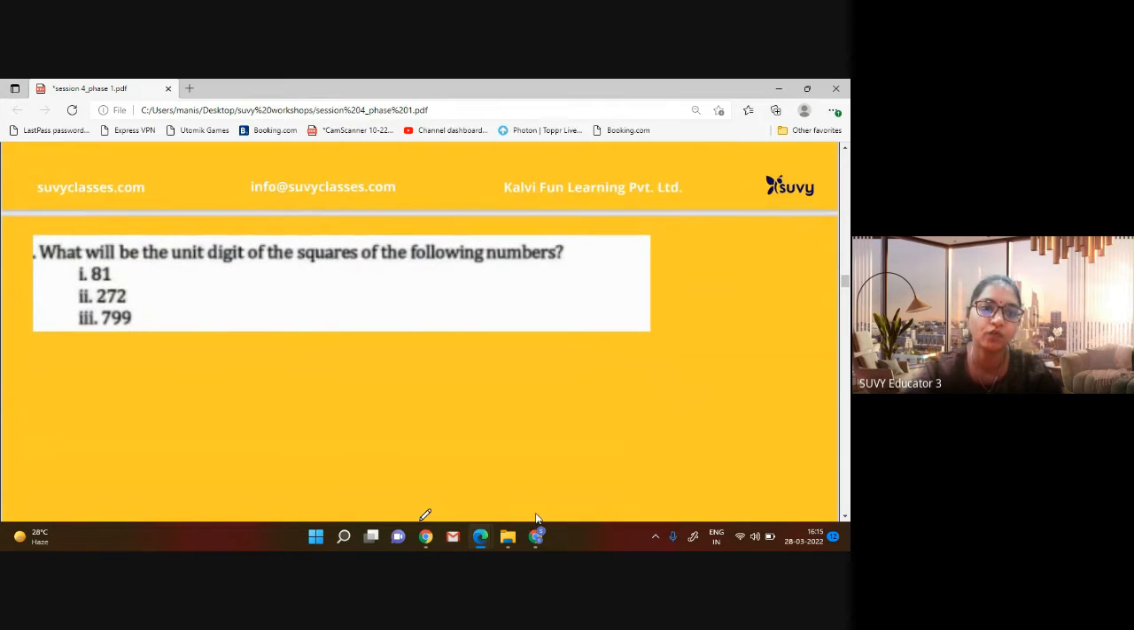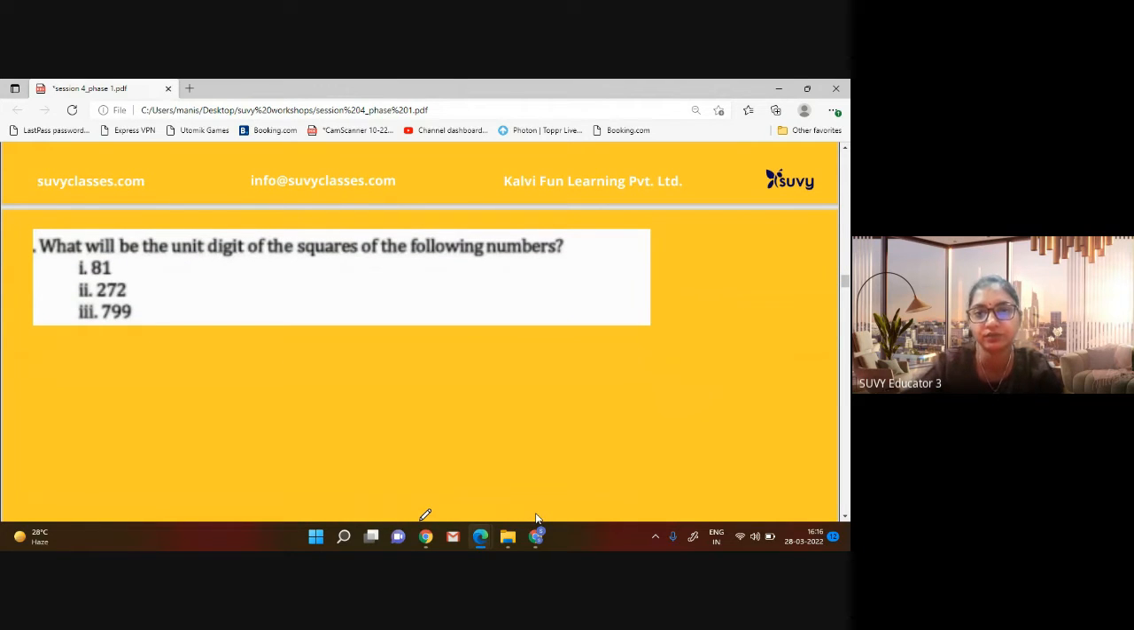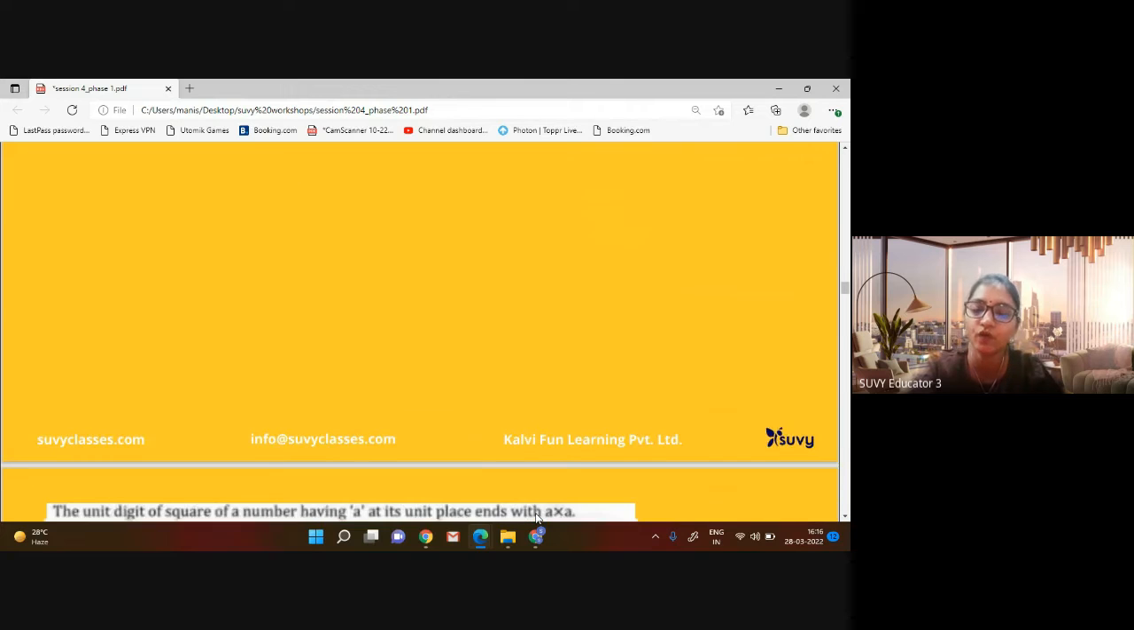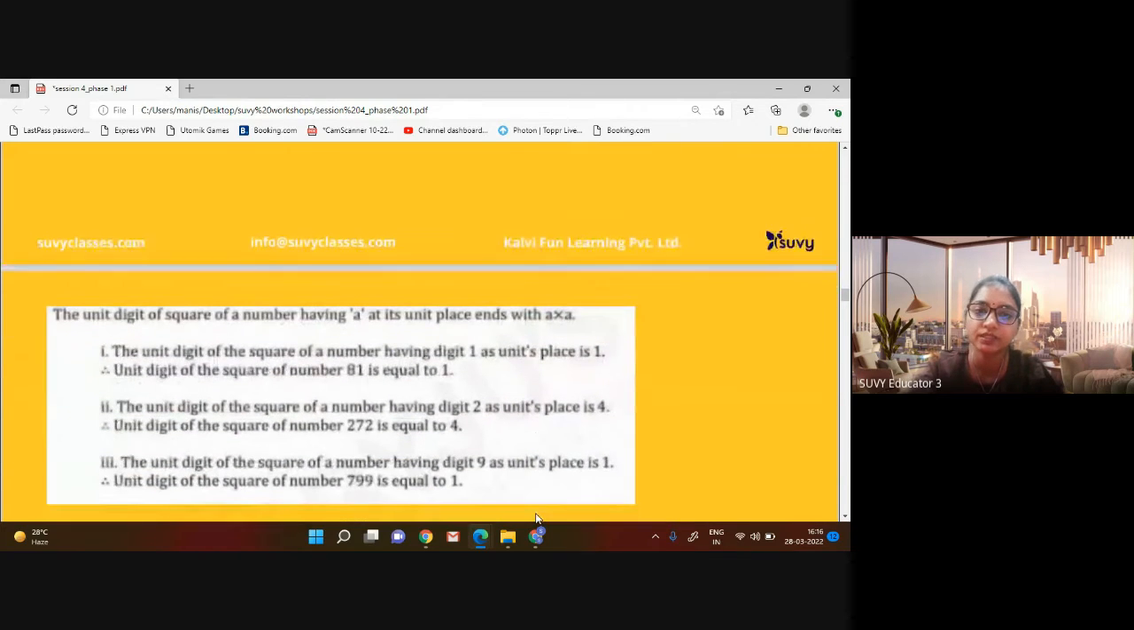See, what will be the unit digit of square numbers? So you have to think about this, when the unit digit is 1, when the unit digit is 2, when 9. What can be the numbers? Unit digit of such numbers. So just have a look.